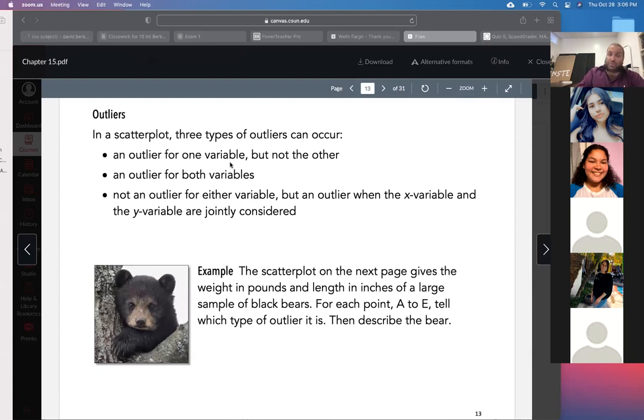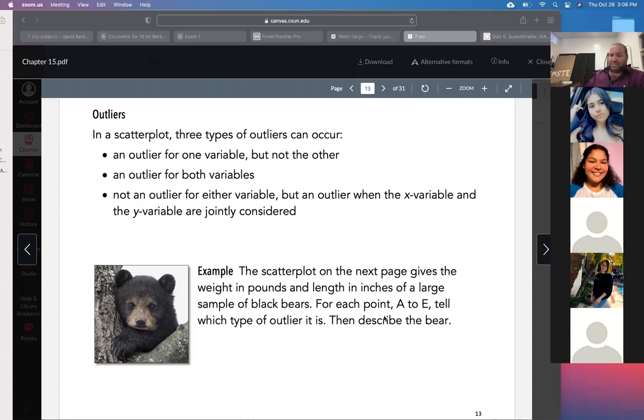In a scatter plot, there are three types of outliers. It can be an outlier for one variable, but not the other. Or it can be for both variables. Or it can be not an outlier for either, but is an outlier when we consider them jointly. Now, that one's a little tough to wrap your head around. It's really best seen in an example.